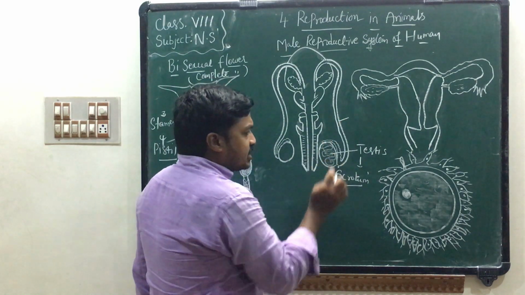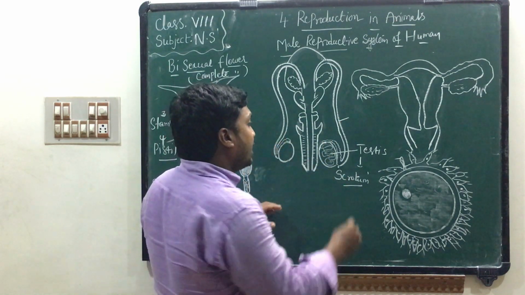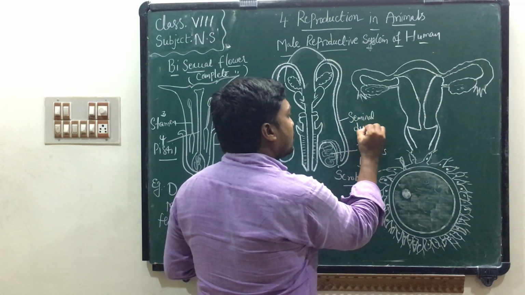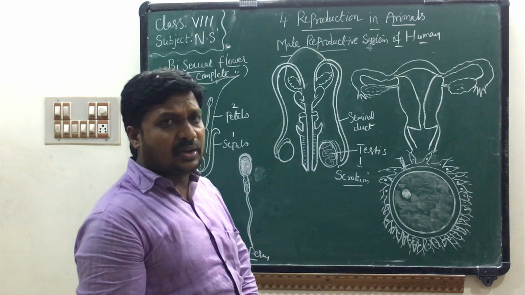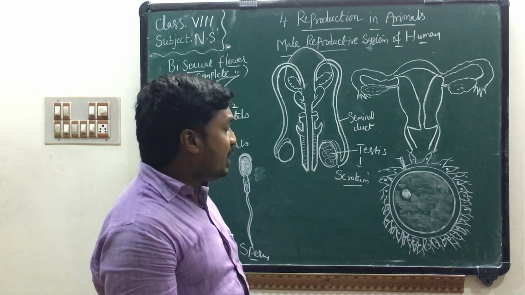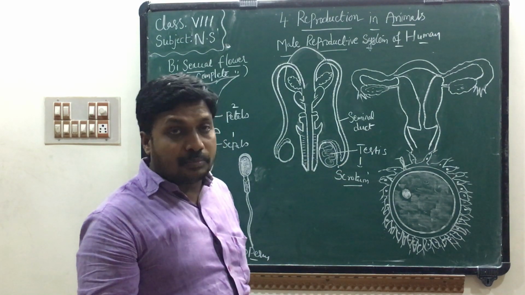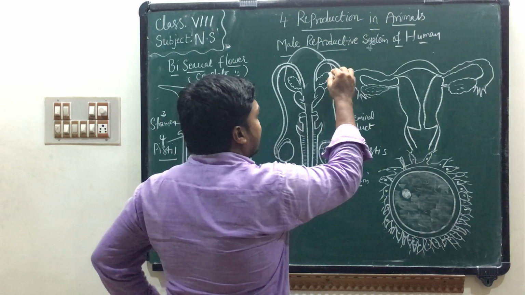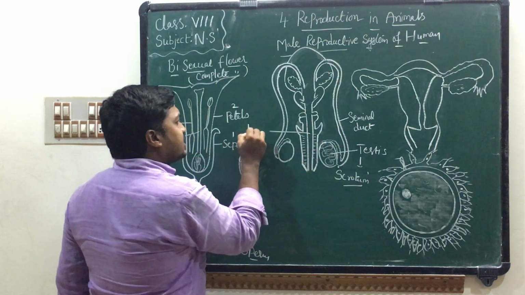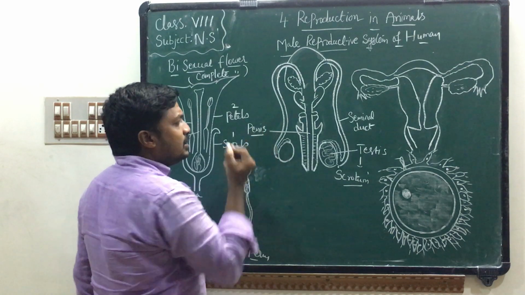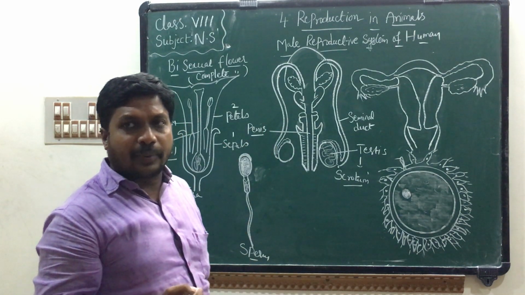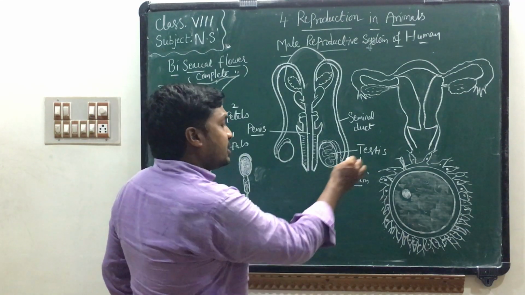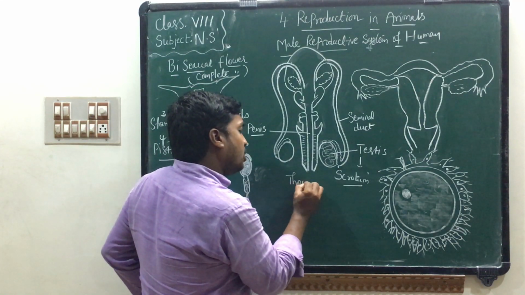A pair of testes present in scrotal sacs, and a pair of seminal ducts. Duct means tubes. What is the function of seminal duct? Seminal duct carries sperms from testis to outside, and this is called penis. These are the parts of male reproductive system. Testes present in scrotal sacs produce thousands of sperms.